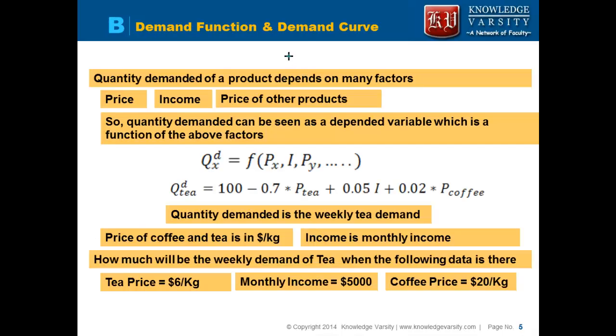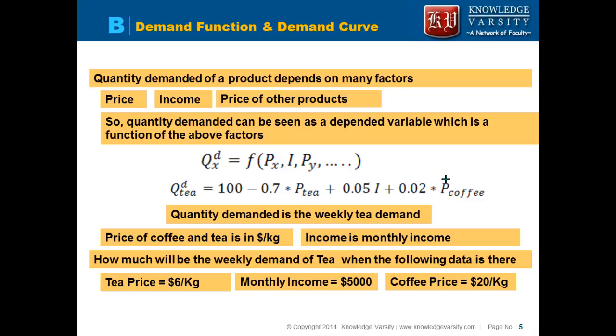Now we have seen the demand function. What is the quantity demanded? Quantity demanded is dependent on many factors. We can take as an example its own price, the income level and prices of the other products. So we can express the quantity demanded as a function of price, income and the prices of other products. We took an example of only one substitute product, coffee. We are saying that the quantity demanded of tea is negatively related with the price of tea, positively related with the income level and positively related with the price of coffee.